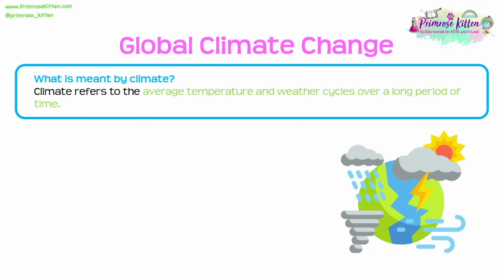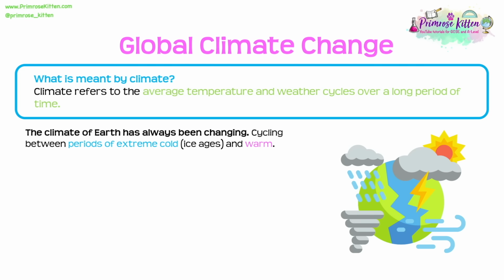We need to know what is meant by climate. Now, climate refers to the average temperature and weather cycles over a long period of time. Climate is different to weather, which is talking about the temperature and the weather now. So the climate of Earth has always actually been changing. This isn't a new thing.